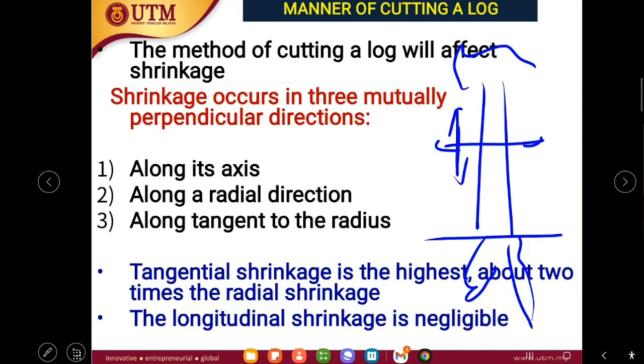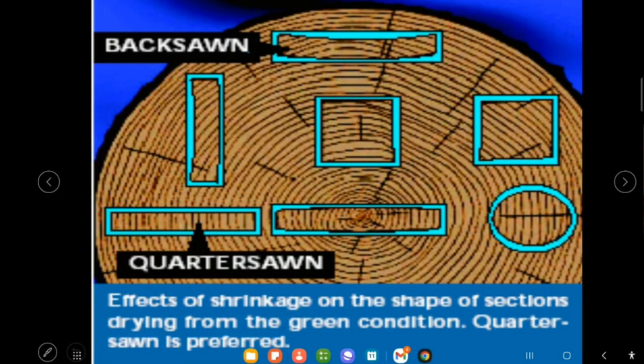So the tangential shrinkage is the highest. If we cut the wood tangent to the radius, or tangent to the annual ring or growth ring of the tree, the tendency for shrinkage to happen is the highest, about 2 times the radial shrinkage. In its axis direction, it is the most stable in terms of dimensional stability. The longitudinal shrinkage is negligible; it still happens, but it is very small compared to the other two.